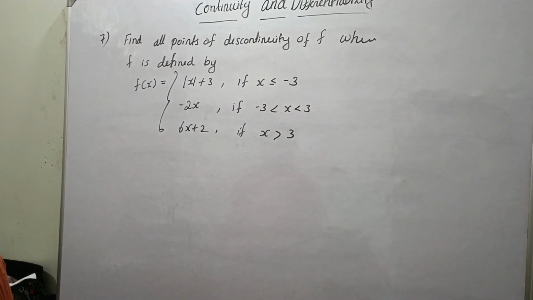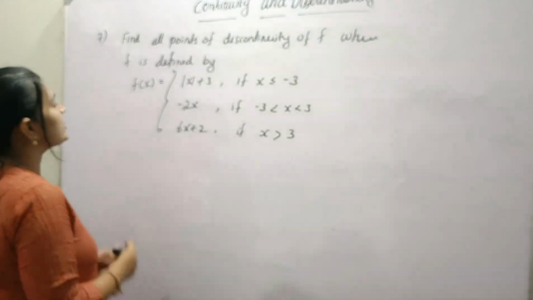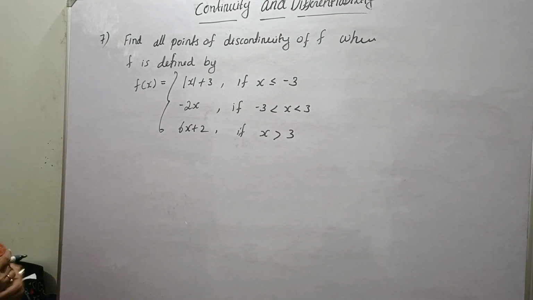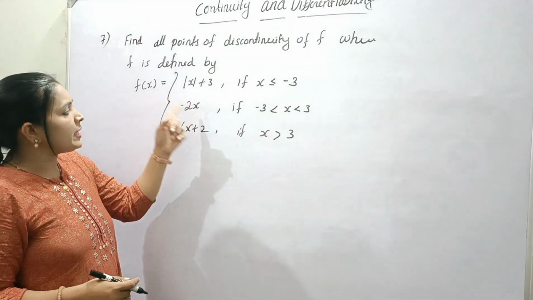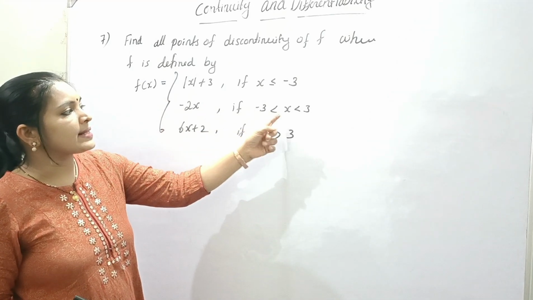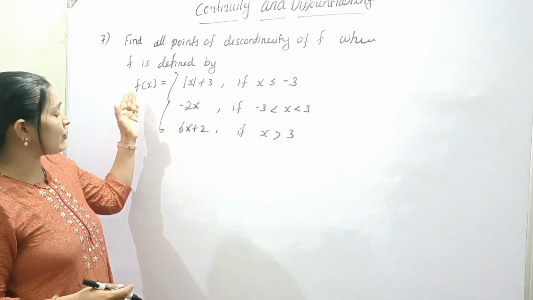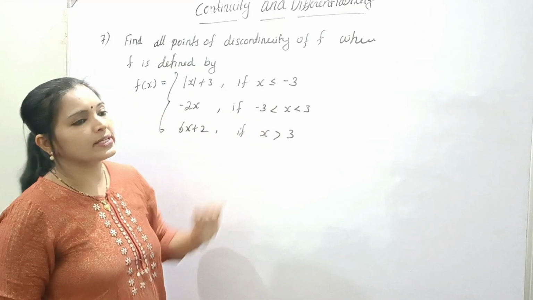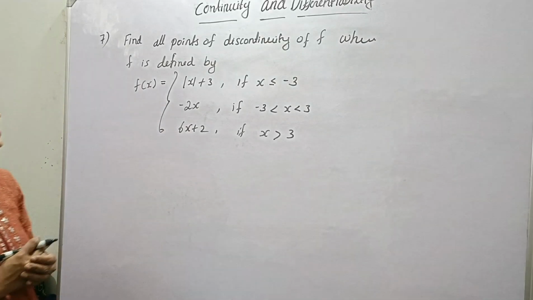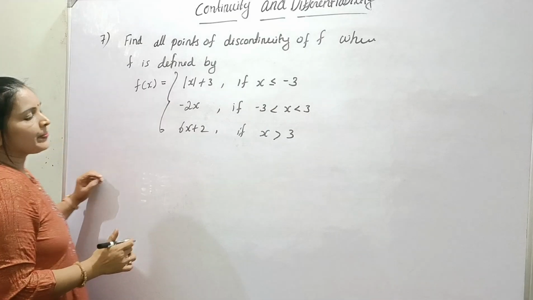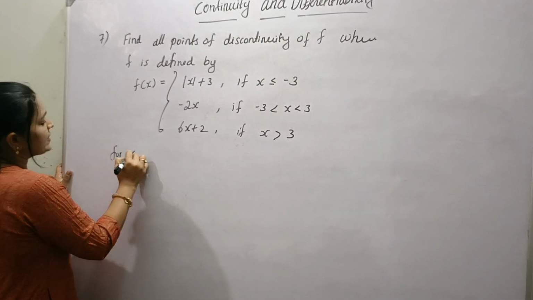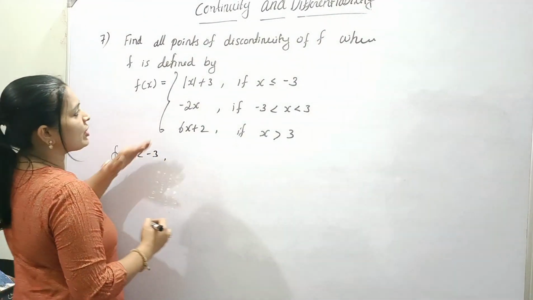Find all points of discontinuity of f, where f is defined by f of x is equal to modulus x plus 3 if x is less than or equal to minus 3, minus 2x if minus 3 is less than x less than 3, and f of x is equal to 6x plus 2 if x is greater than 3. See here, for x less than minus 3, what is our function?